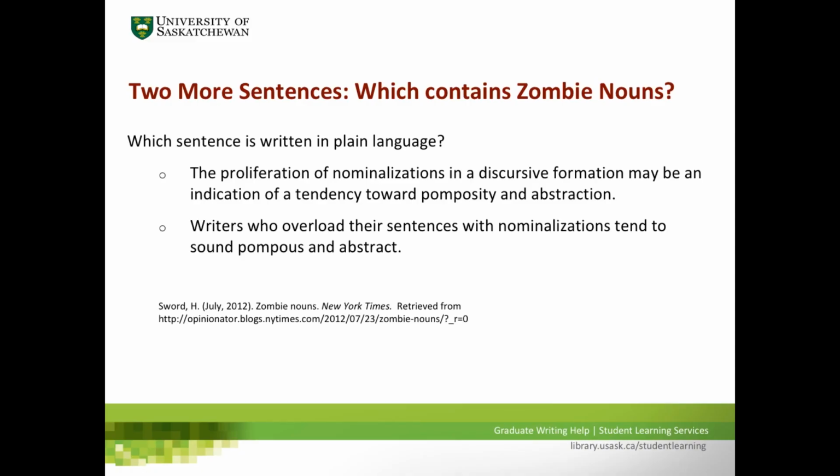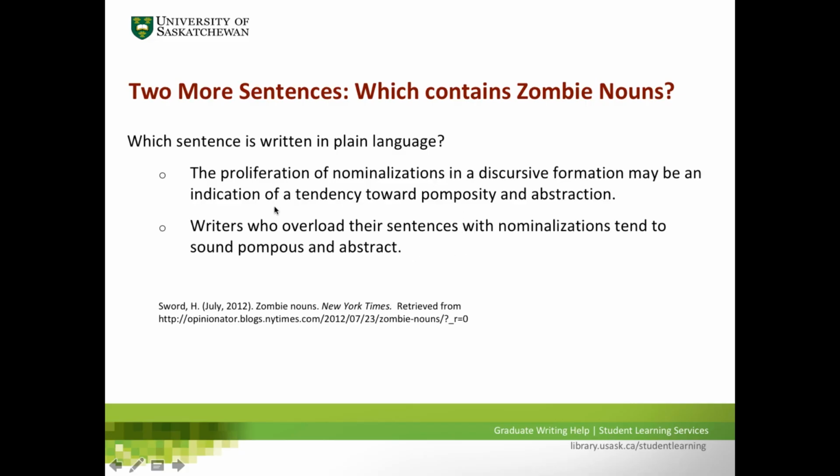And let's determine which of the 2 contains zombie nouns, and which is written in plain language. Number 1, the proliferation of nominalizations in a discursive formation may be an indication of a tendency towards pomposity and abstraction. And number 2, writers who overload their sentences with nominalizations tend to sound pompous and abstract. And I should just tell you that nominalization is the official term for zombie noun.